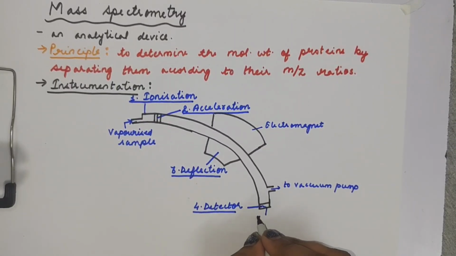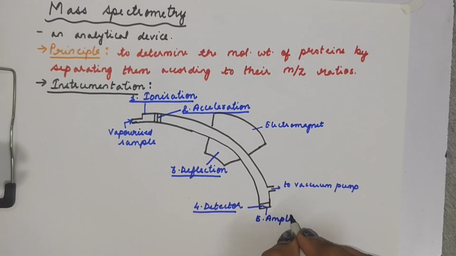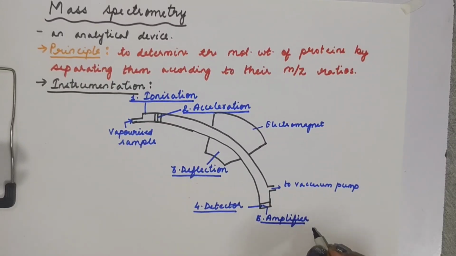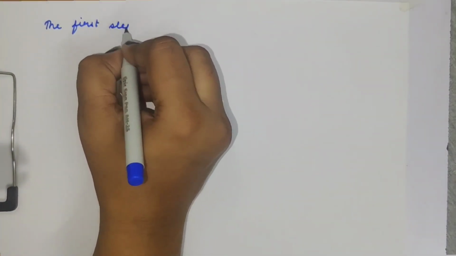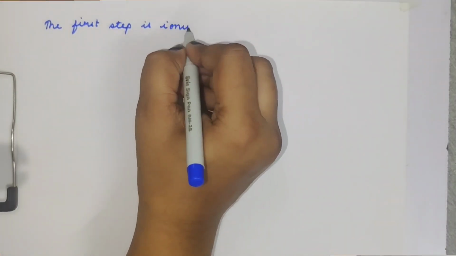And as a very low quantity of sample can be used in this instrument, therefore, the signals are also very weak. So, after the detection, these signals are sent to the amplifier where the signals are amplified. After the amplification, the signals are sent to the computer where these signals are processed in the form of a chart. So now let us see how this ionization step is done.